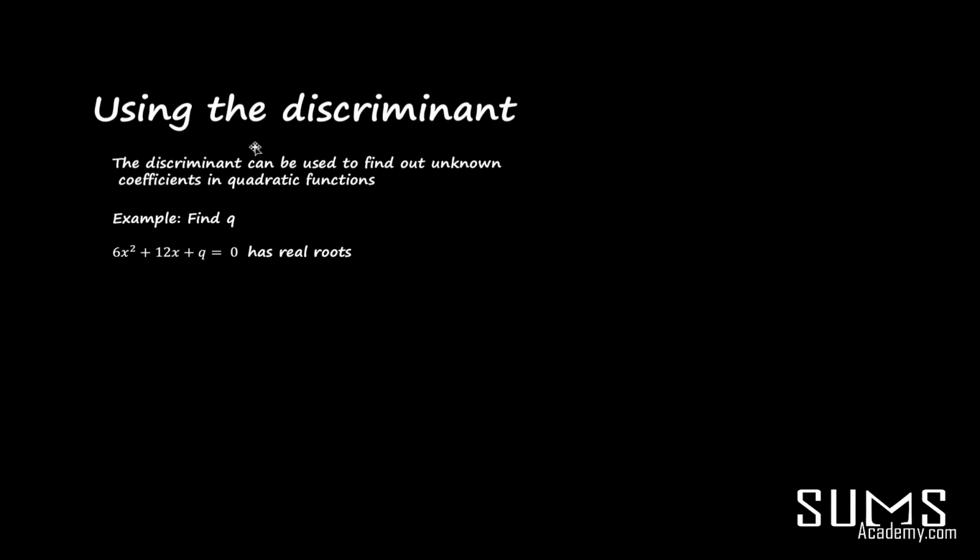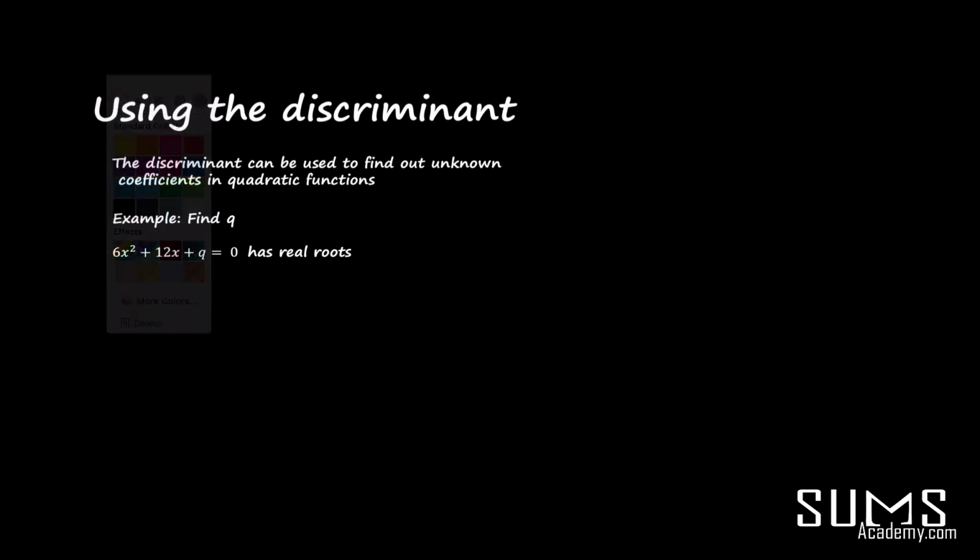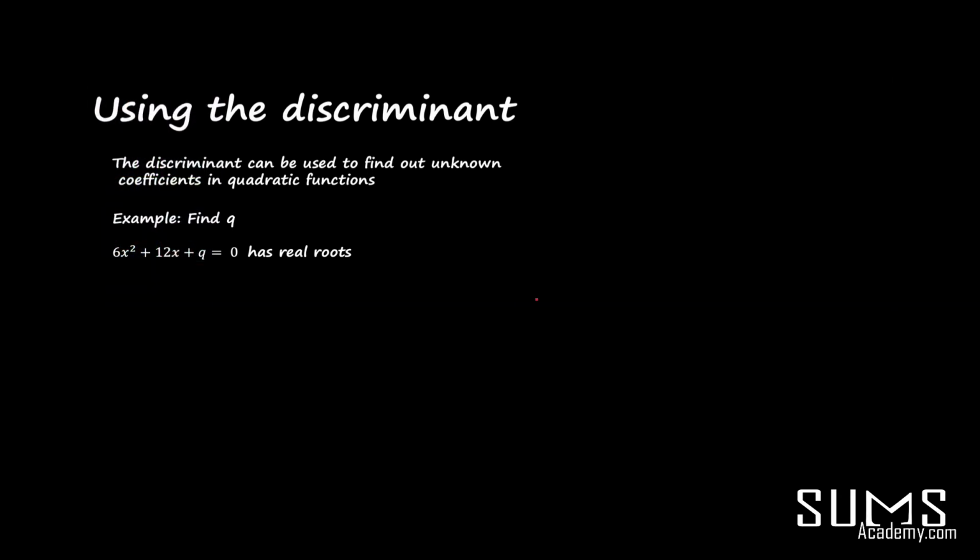This lesson is going to look at how we can use the discriminant to find unknown coefficients in a quadratic function. So here, for example, we're asked to find q in the expression x squared plus 12x plus q equals 0, and we're told that it has real roots. Since we know it has real roots, we know that b squared minus 4ac is going to be greater than or equal to 0.